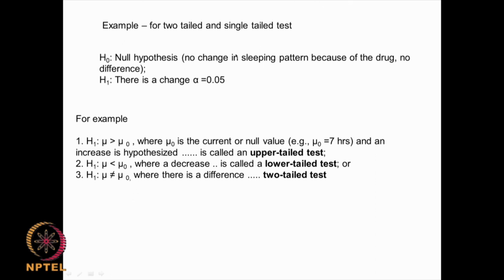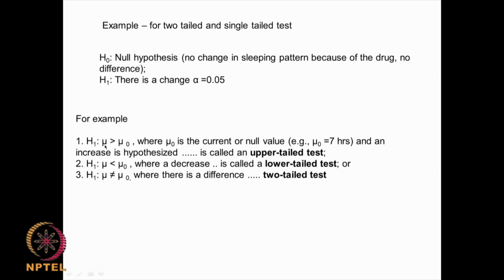For a two tail and a single tail test, for example, in a null hypothesis, suppose you are looking at the sleeping pattern because of the drug, we can say there is no difference, whereas the alternate could be there is a change, at an alpha of 0.05, that means 95% confidence interval. Then it becomes a two tail test: there is a change, we are not saying greater change or less change, but there is a change. So, we use two tail, both sides, that means the mu which you calculate is different from mu naught. So, there is a difference, so it is a two tail test.